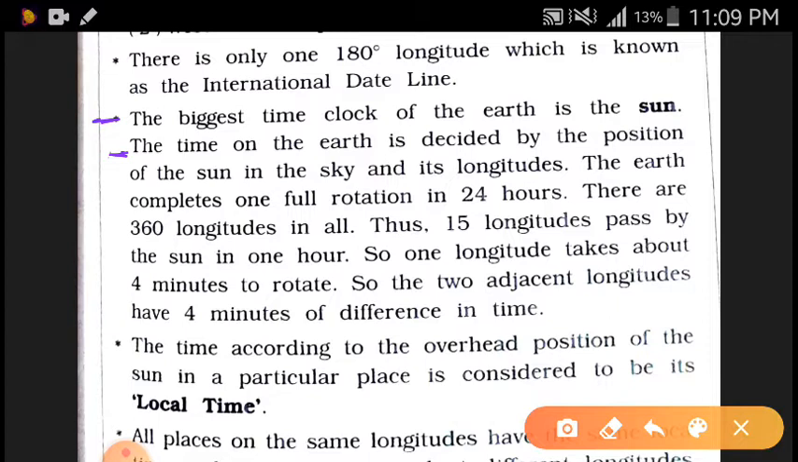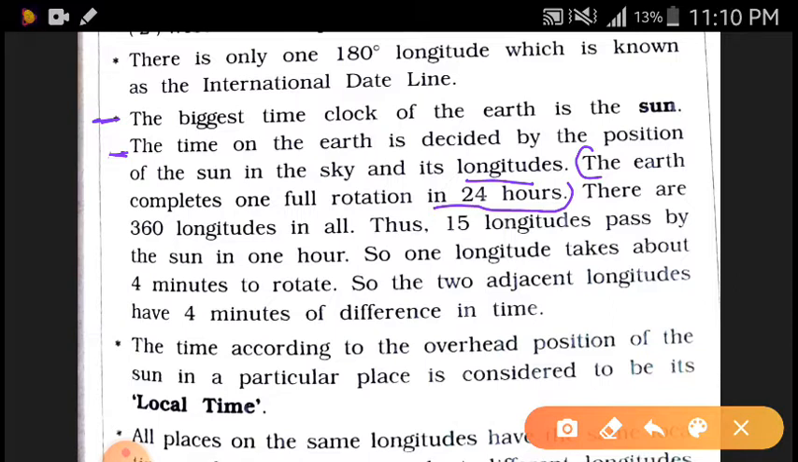Now dear students, keep this in your mind. We have studied about longitude and latitude. Longitudes, we all know, are vertical lines, and latitudes are horizontal lines drawn on the globe of the earth. From here, do pay attention. The earth completes one full rotation on its axis in 24 hours. We have studied in the previous lessons of geography that the earth takes 24 hours to complete one rotation on its axis.